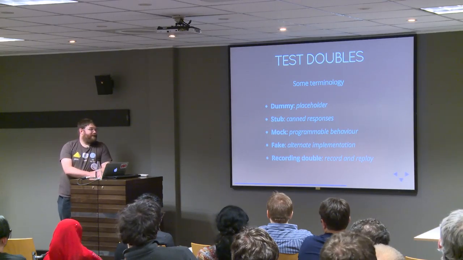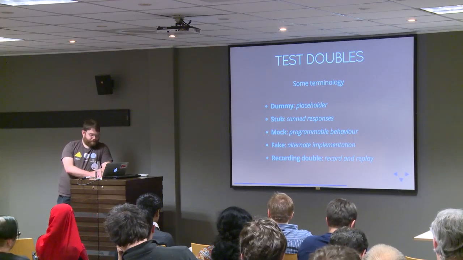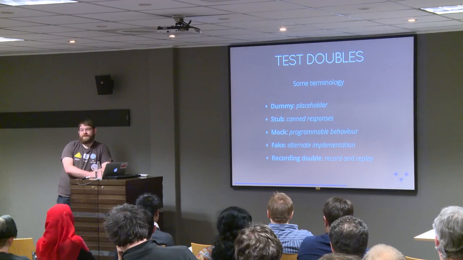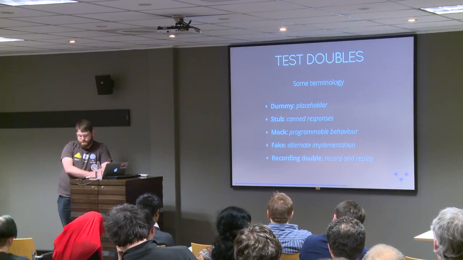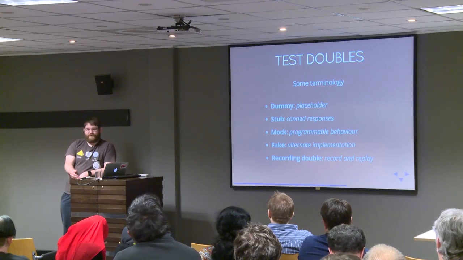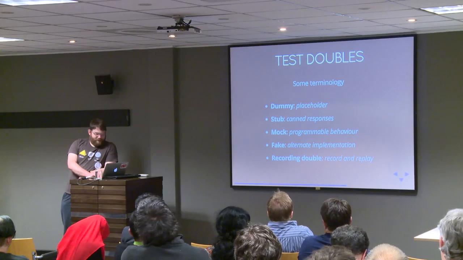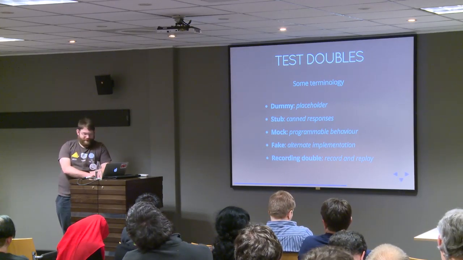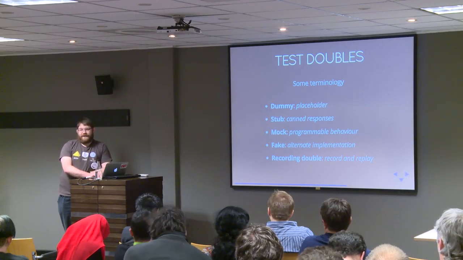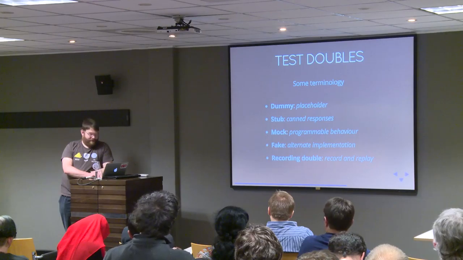But going from sort of least complex to most complex, the first kind of test double is just a dummy. It's a placeholder. It doesn't have any behavior. Something needs a parameter, so you give it a parameter. A stub is slightly more complex than a dummy. Usually it's something similar to a dummy, but it needs to do something. It needs to have a particular attribute or a particular method that returns something.